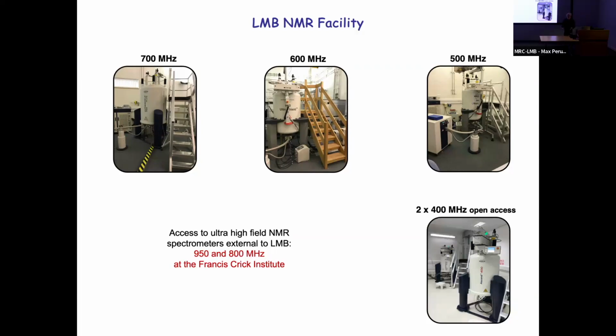So you need large buildings in expensive sites to be able to accommodate this stuff. And the current model we're working on is, for our ultra-high field work, we use communal external facilities at other parts of the UK, particularly the 950 and 800 megahertz spectrometers at the Crick. Also, there are facilities in Birmingham and other sites around. So that's the basic facilities.